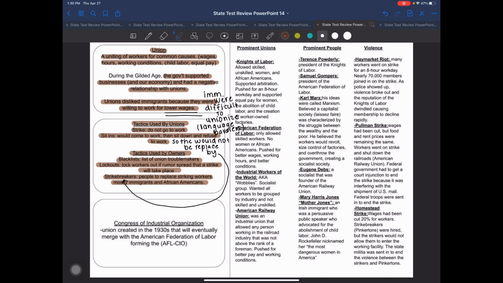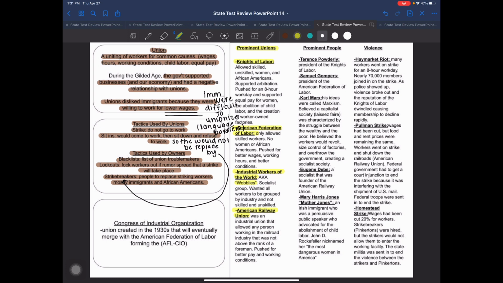I'm going to change my highlighter color here. Guys, this whole section over here on the right, this first little section, I have prominent unions, which are the most popular unions at the time. The first one, the Knights of Labor. The next one is the American Federation of Labor. We have the Wobblies, which is the Industrial Workers of the World. I'm also going to highlight Wobblies right there. And something called the American Railway Union.